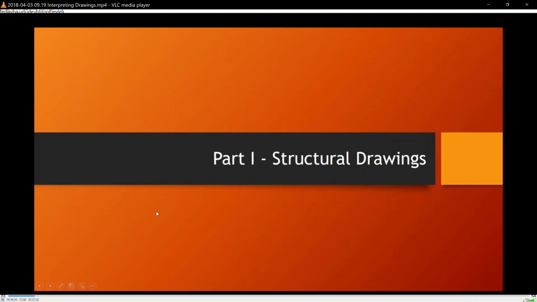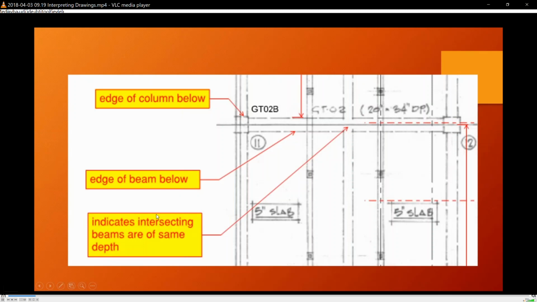Part one of the training will be structural drawings. This is from one of the projects we worked on, where I zoomed in on a structural plan. It's a top level plan of a 5-inch thick slab. You'll see the girder below is dashed, G2OB is dashed below. Beams framing into it are also dashed. The way this is drawn indicates intersecting beams are of the same depth, meaning that there's no line between the girder and the beam.